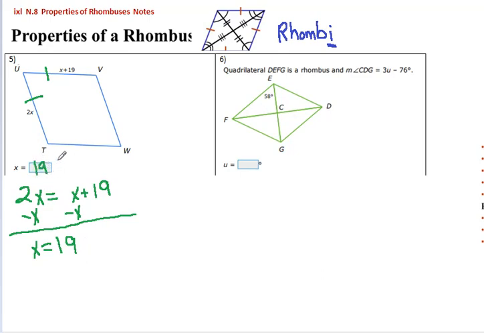You have to be really careful that you know what they're asking you for. Sometimes they want to know what x is. Other times they want to know the length of this side. They might even ask for the length of that side. So you have to be careful.